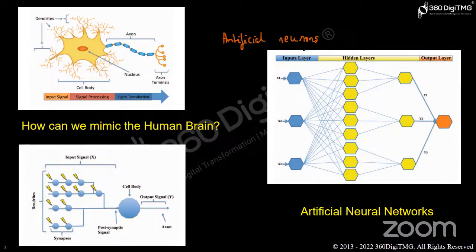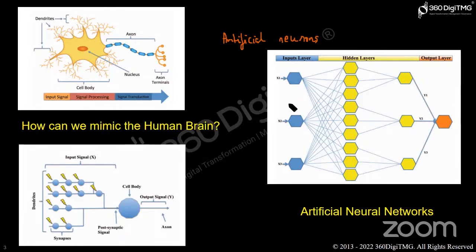All right. We mimic it using artificial neurons. These neurons are called artificial neurons because we are basically replicating the same structure as a brain, but in a virtual setting, hence the name artificial. The structure is the same, but because there is no organic body containing these neurons, we call them artificial neural networks. So we have these input layers.